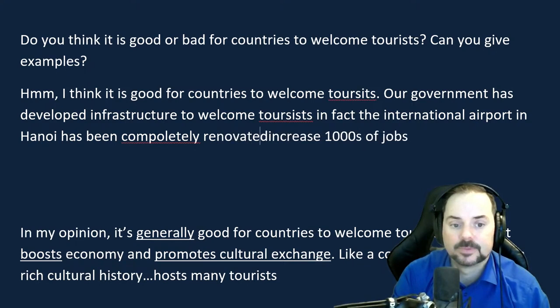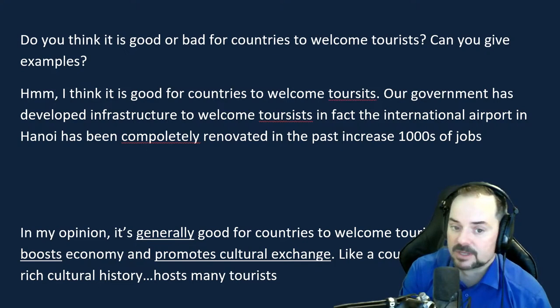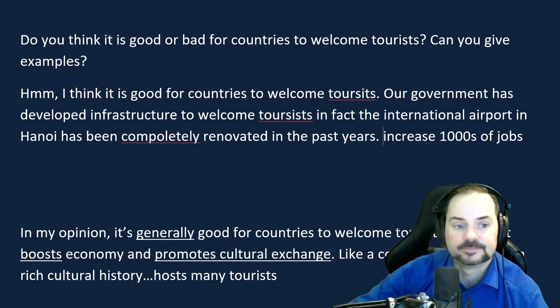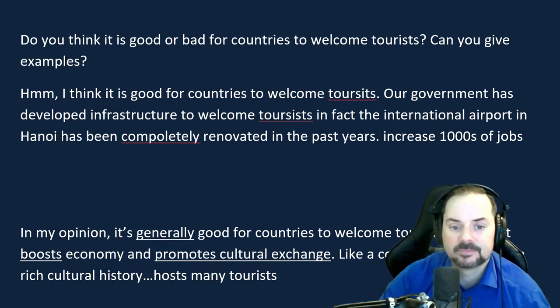Can you try that sentence? So our government has developed infrastructure to welcome tourists. In fact, the international airport in Hanoi has been completely renovated in the past 5 years. Okay, sir. Our government has developed infrastructures to welcome tourists. In fact, the international airport in Hanoi has been completely renovated in the past 10 years.